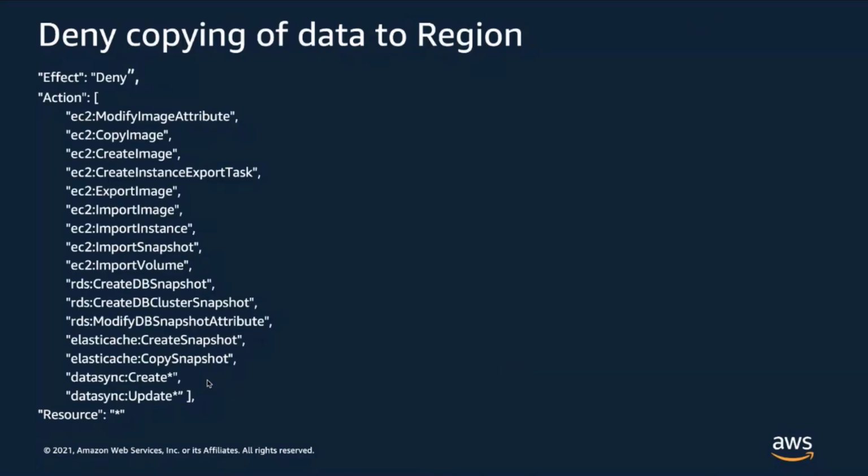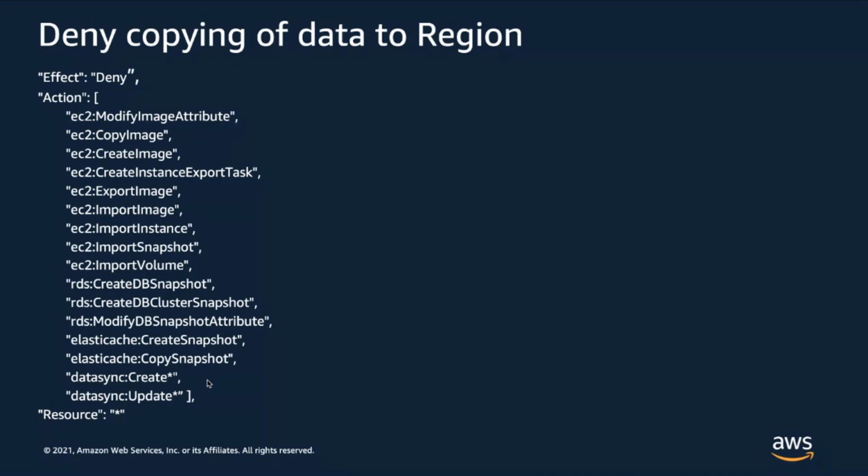Some other API actions that you might want to deny are for copying data into the region. So for example, this first one, the action EC2 modify image attribute, you can use that to share images, and you want to probably prevent that. Second one, copy image and create image, and these other EC2 ones are all about the ability to store data into S3 in the region. So you want to block those.